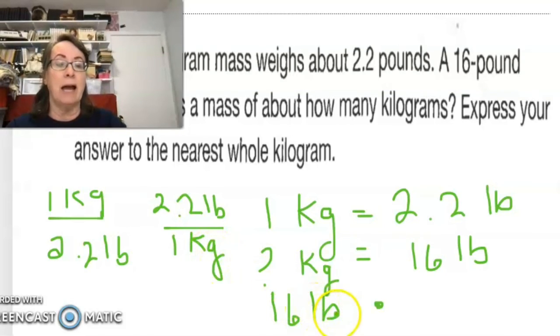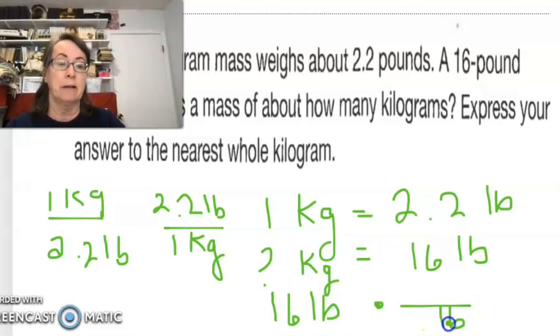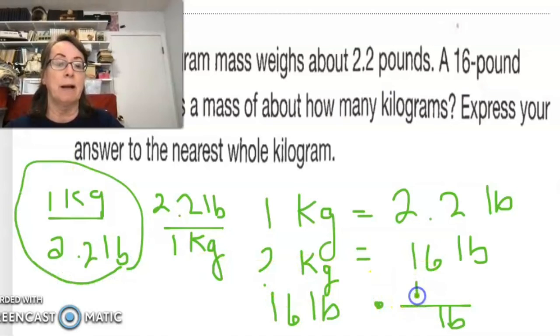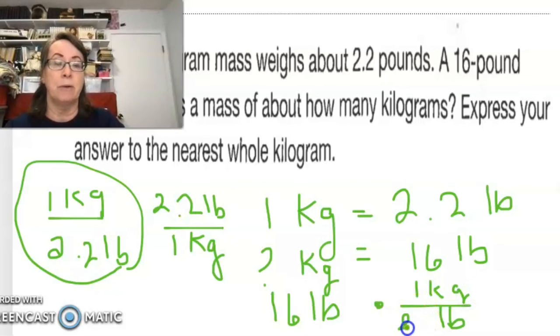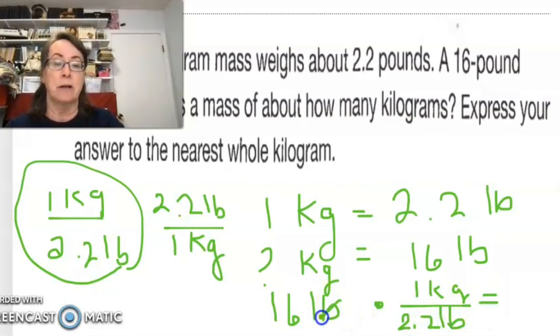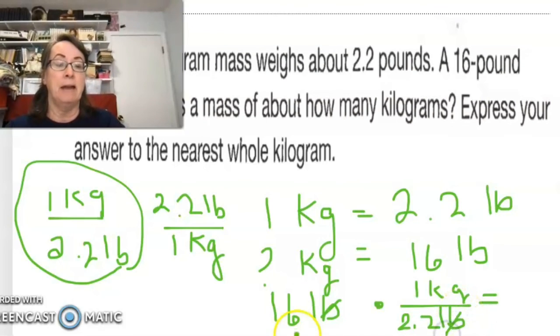But notice, here pounds is in the numerator. Don't I want to cancel out pounds and get to kilograms? So which one of these would I use to cancel out the pounds? Don't I need pounds in the denominator, which would mean I need this one? Okay, so we're going to put 1 kilogram on the top. We're going to put 2.2 on the bottom. We're going to multiply. The pounds are going to cancel the pounds. And we're going to say 16 divided by 2.2.